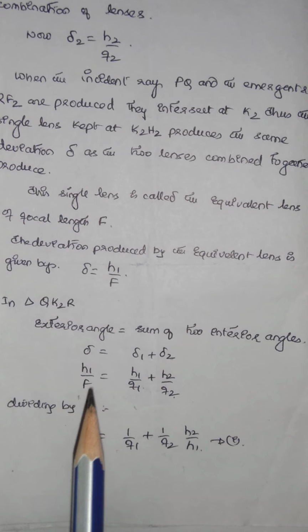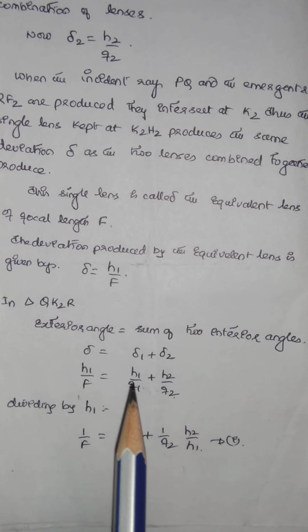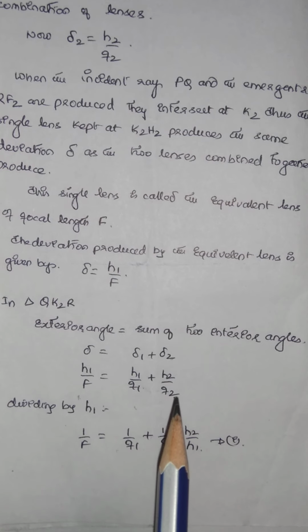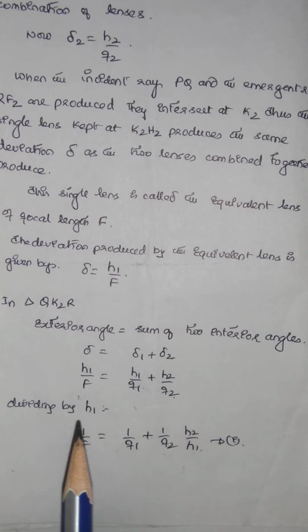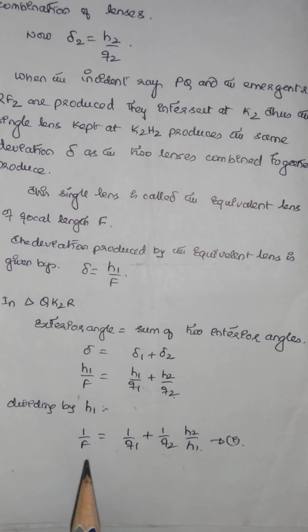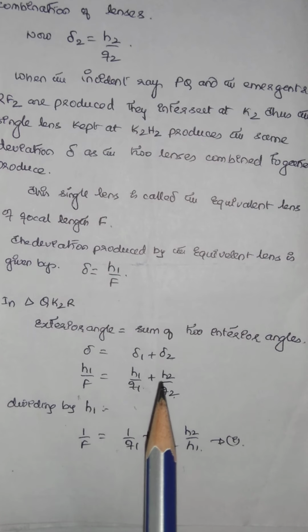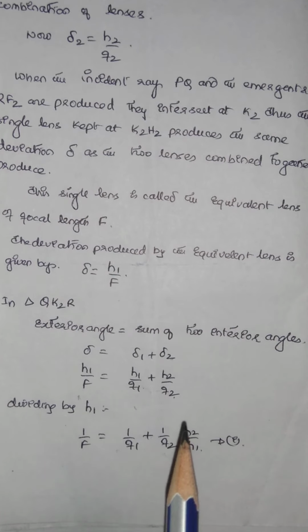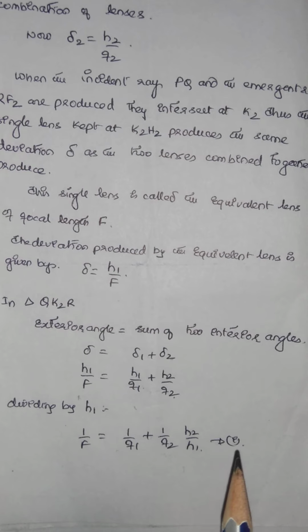Delta is defined as h1 by F. Delta 1 is h1 by f1. Delta 2 is h2 by f2. Now, when we divide by h1 on both sides for all the three terms, we get 1 by F is equal to 1 by f1 plus 1 by f2 into h2 by h1. That means we are separating this term h2 in the numerator and dividing by h1. Therefore, we get this as h2 by h1. This is one complete term, that is 1 by f2 into h2 by h1 is only one term. And we call this the first expression. This is a very important equation.